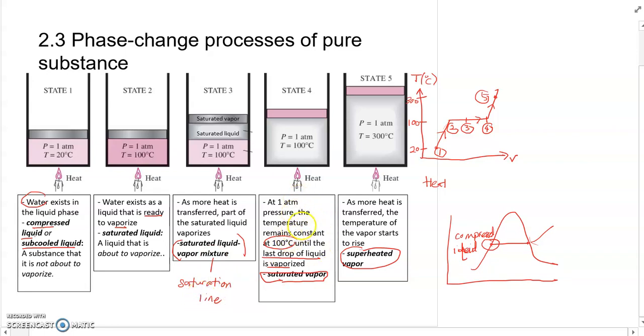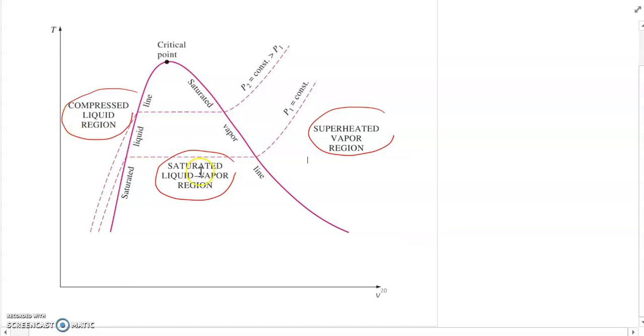And the last drop of liquid, when you vaporize that last drop of liquid at 100 degrees Celsius, state 4, is when you reach your saturated vapor on the saturated vapor line. If you heat up, as more heat is transferred, you will be outside the region, which is the superheated vapor. I hope you're able to relate this slide with the slide on page 20, these three regions.